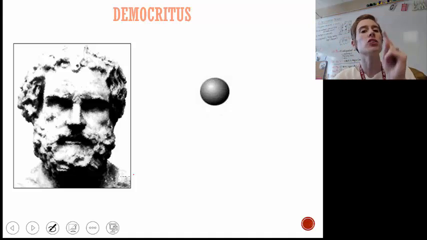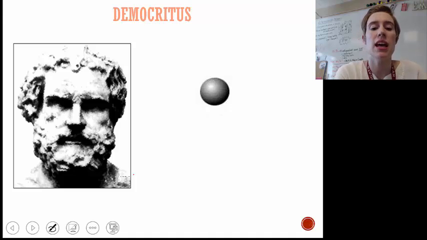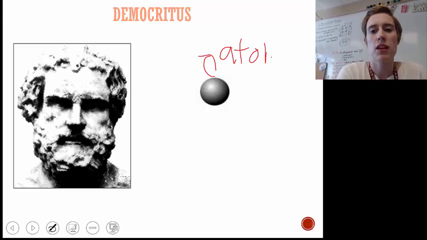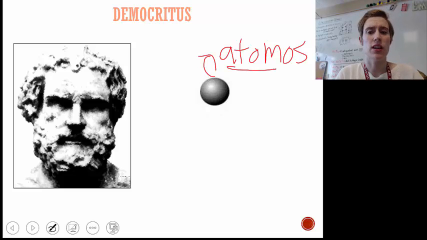He said the particle you can't cut is an atom. A loose definition that we now know is wrong, but that's what he thought. This piece can't be cut, so he named it atomos. Atomos means can't be cut, okay? Now we call it the atom, but he titled it atomos.